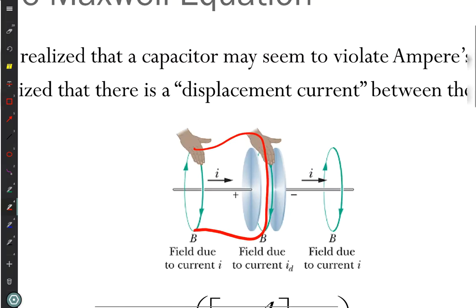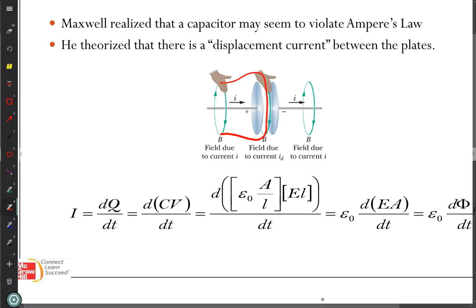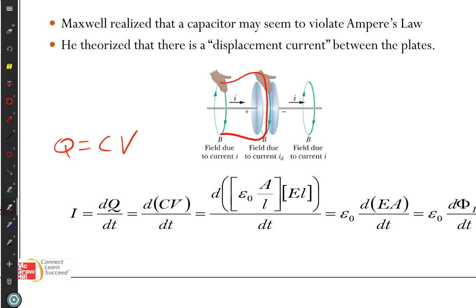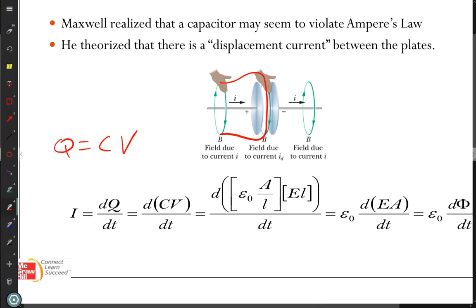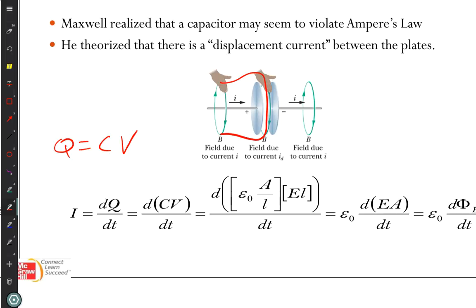And so he said, well, look, we know that for a capacitor, we have a relationship that says the charge separation of the capacitor is equal to capacitance times voltage. And so since current is the change in charge divided by change in time, remember these d's just mean change. It's the same as the delta for people who aren't in calculus. It's just a smaller delta is all it means.